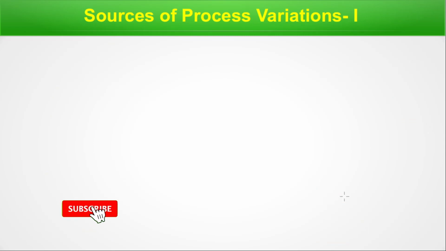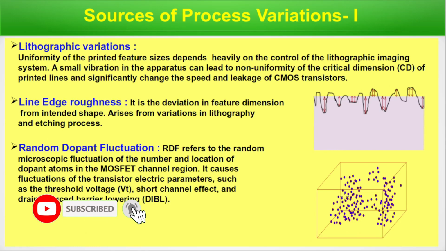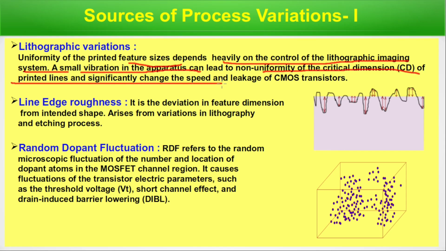Now sources of process variations. In the first two slides we have mentioned these steps include variability. Now let's see how it happens. Lithographic variation. Uniformity of a printed feature size depends heavily on control of the lithographic imaging system. A small vibration in the apparatus can lead to non-uniformity of the critical dimension of printed lines and significantly change the speed and leakage of CMOS transistors.